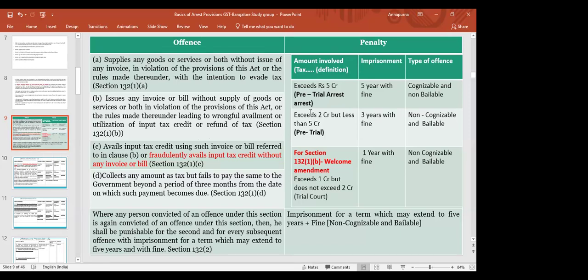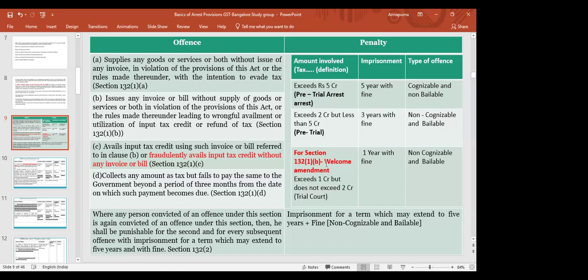And the second aspect is the quantum which has been specified. It says that if it is exceeding 5 crore, then there is imprisonment of 5 years with fine, and it is cognizable and non-bailable. And if it is within the range of 2 crores to 5 crore, 3 years with fine, it is non-cognizable and bailable. There is one more amendment which happened in 2023, sir. Earlier it was for all the other offenses, but now they have restricted it only to 132(1)(b), where it says that if it is exceeding 1 crore and not exceeding 2 crore, then the imprisonment will be up to 1 year with a fine, and it is non-cognizable and bailable.